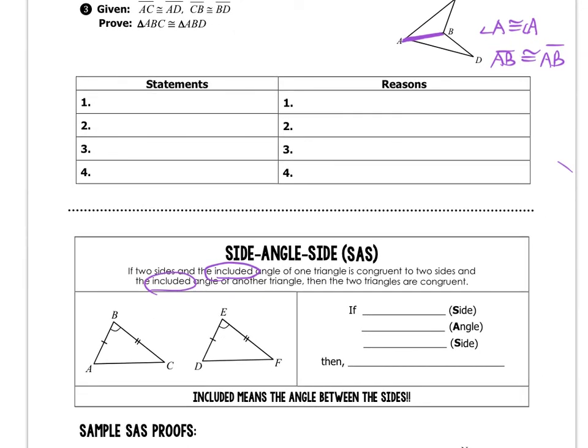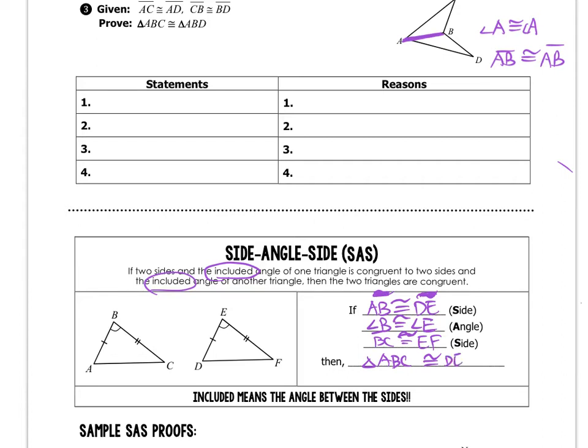So in this case, if I have AB and DE are congruent, and we have BC and EF are congruent. Oops, that should be a bar. There we go. And the angle in between, angle B, is congruent to angle E. Now we can draw the conclusion that triangle ABC is congruent to triangle DEF.